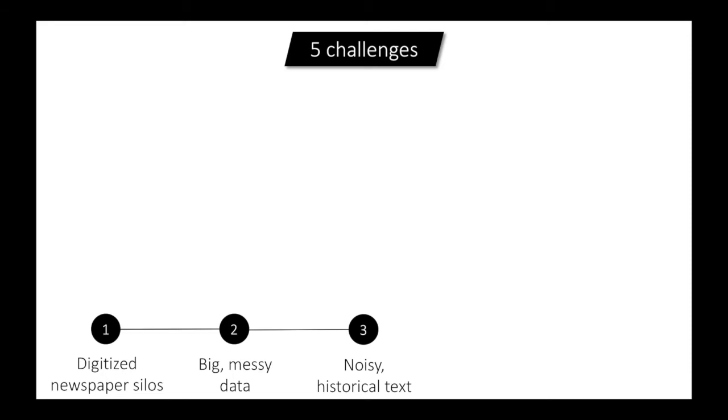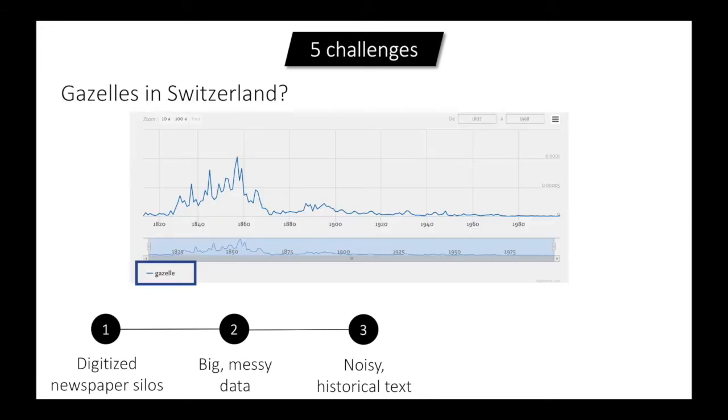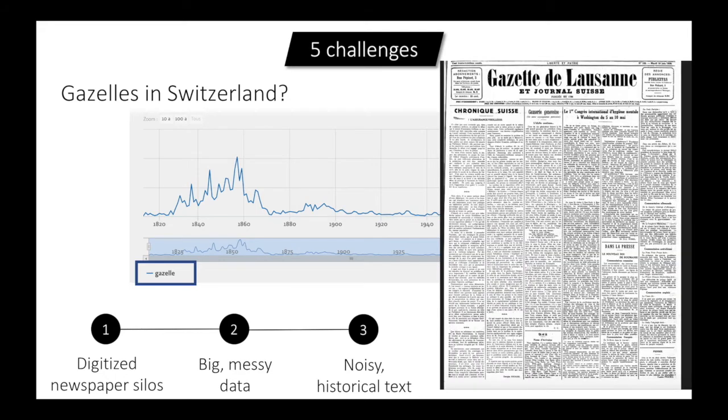Once the data is ready, we are happy to start processing it, but then comes the third challenge of noisy and historical text. Here we can see the frequency of the term gazelle in Swiss newspapers, and we can notice an increase of the mention of this animal in the middle of the 19th century. Obviously, Switzerland did not have a lot of gazelles, but rather a lot of gazettes, such as the one of Lausanne. Our answer to the challenge of bad OCR was diverse.